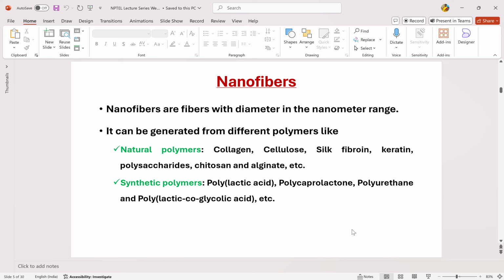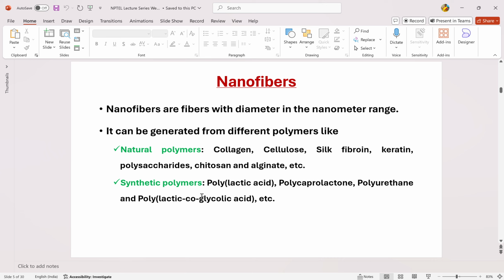PVA, polyvinyl alcohol, you can also use. So all these kinds of synthetic polymers also you can use for your nanofiber formation.